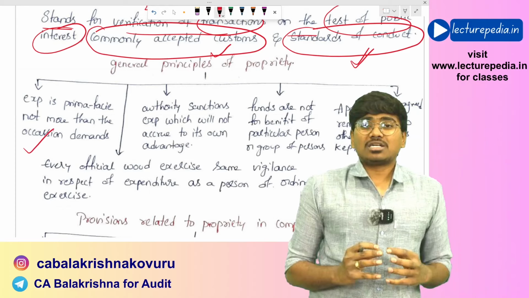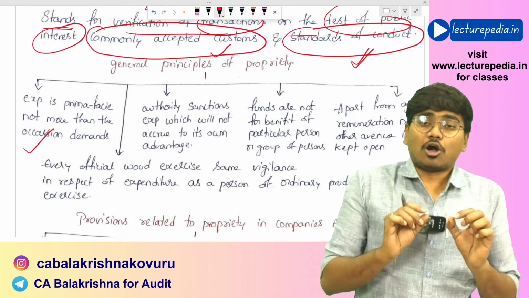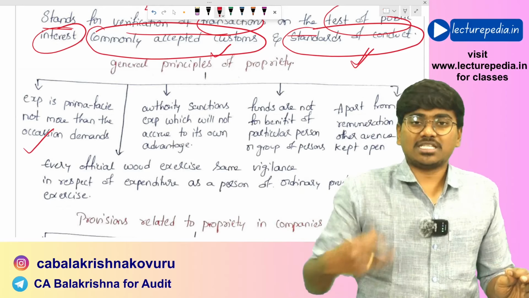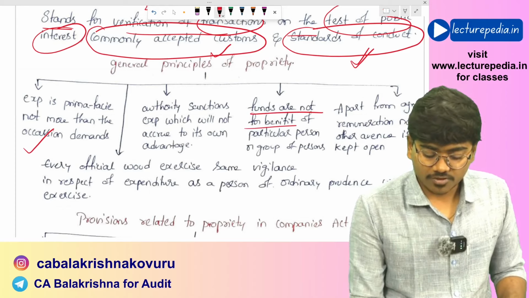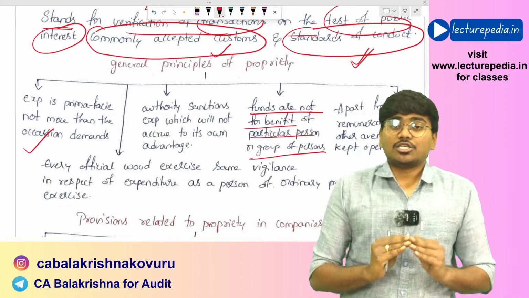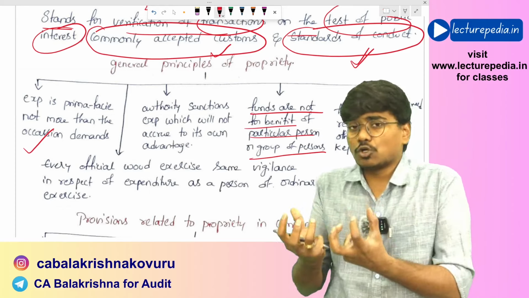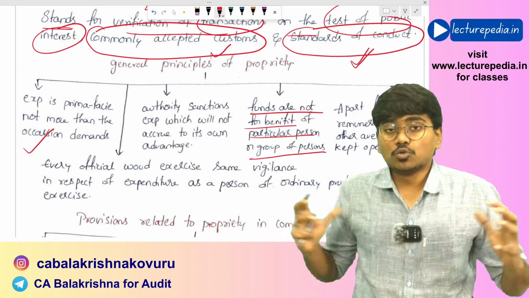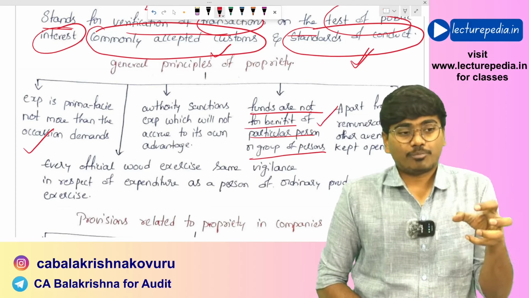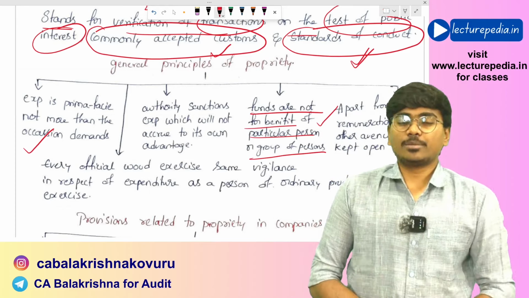Next, authority should not sanction the amount which will accrue to his own benefit. Okay, authority should not authorize any expenditure which will benefit himself. Okay, next, funds are not for the benefit of a particular person or group of persons. Again, the funds that the government utilizes or the programs that the government comes up with should not benefit only a certain group of people. They should be useful for all the people in the country. Okay, this is the third element of propriety.